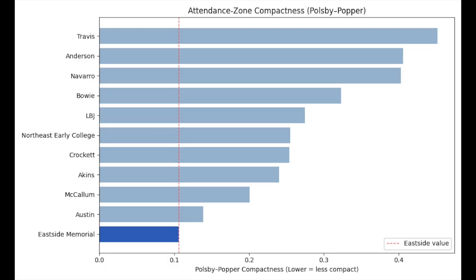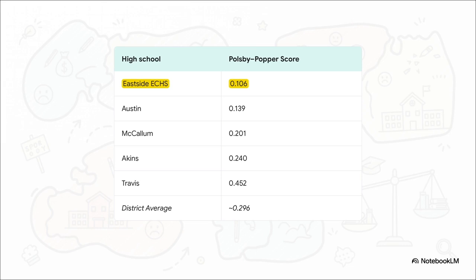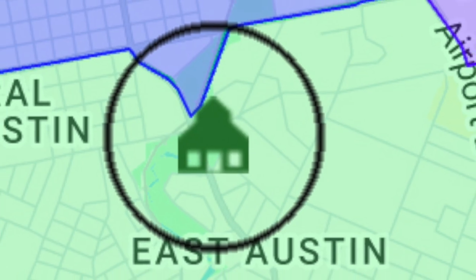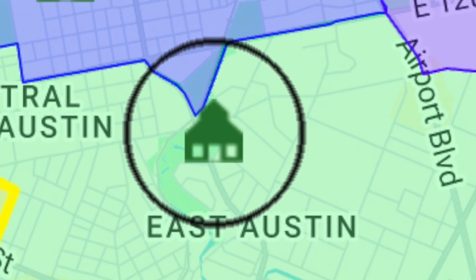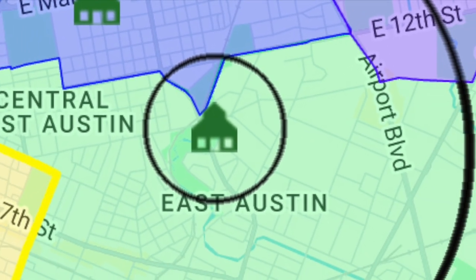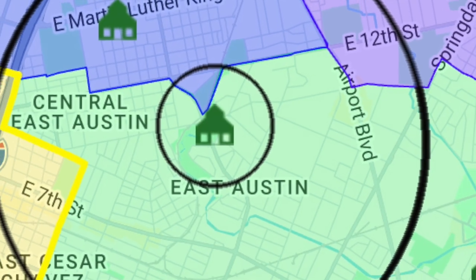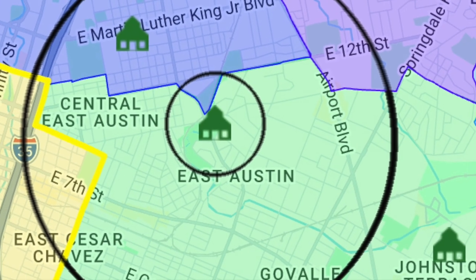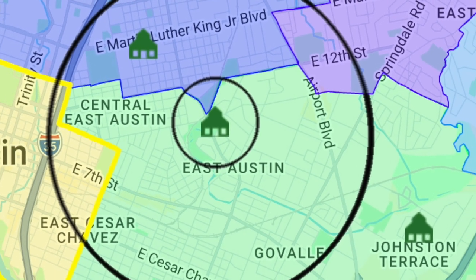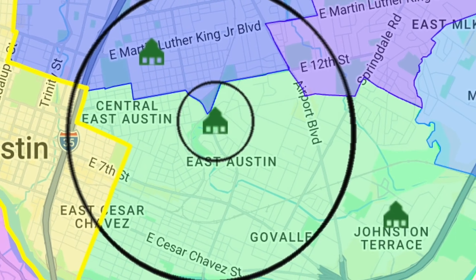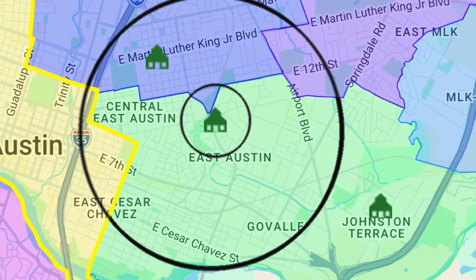Nearly 1/5 of the population living within just 1 mile of Eastside is zoned to attend a different high school. Expand the circle to 2 miles, and that number more than doubles. More than 36% of the people living closest to Eastside are carved out of its attendance zone. And here is what makes that shocking. Eastside is the only high school in the entire district that excludes anybody living within 1 mile of campus. For every other high school, that number is 0.